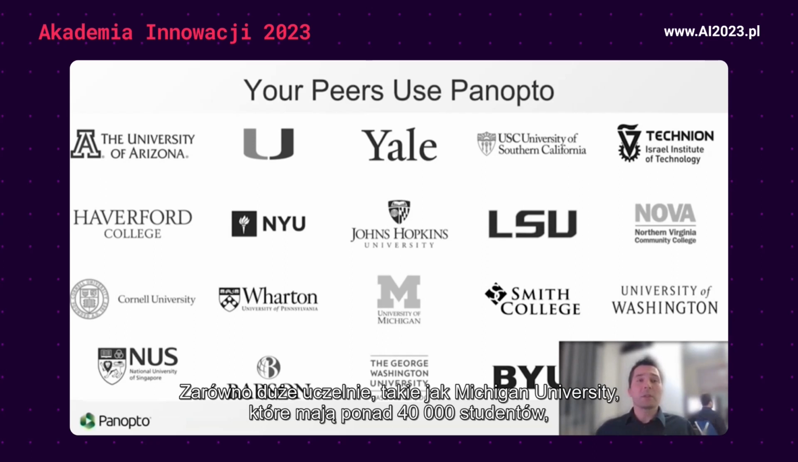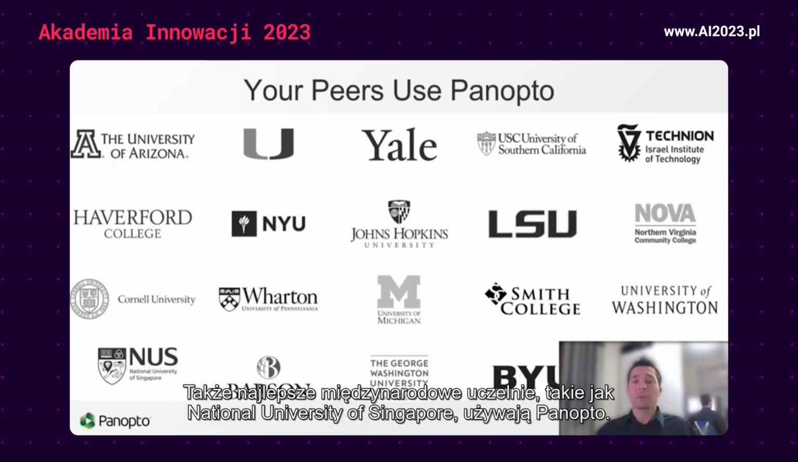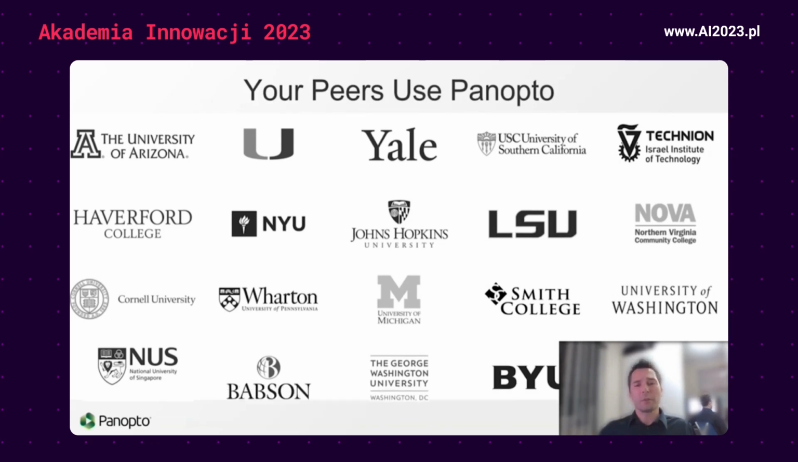Massive schools such as Michigan University, which has over 40,000 students, rely on Panopto, but also schools with 1,000 students do. Top international schools like the National University of Singapore use Panopto, and this is just a small snippet of our over 1,500 higher educational customers around the globe.